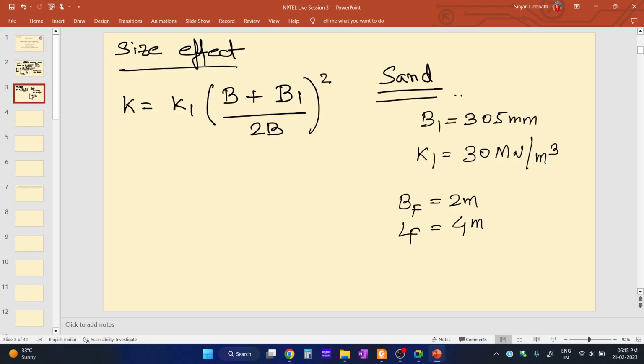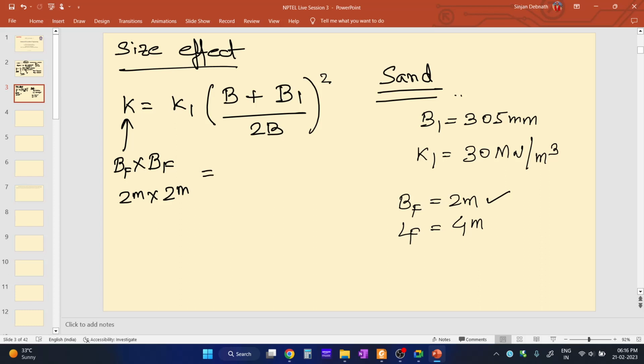So what is the value of K? Understand this very clearly. First, the size effect. This K will be for Bf by Bf actually, that means for a square footing having dimensions 2 meter by 2 meter. We are extrapolating the value of subgrade modulus from a square plate to a square footing having size Bf by Bf. So let us find it out.